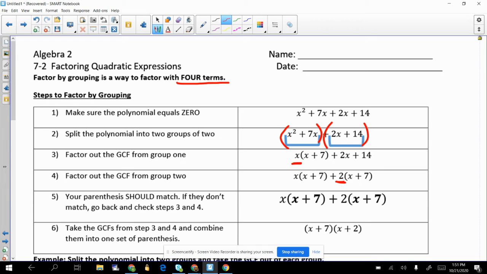So again, you take out the 2. And then when you take a 2 out of 2x, you're left with x. When you take a 2 out of 14, you're left with 7. And when I say take out, what I mean is you're actually dividing that term by your GCF, okay? So the important part to notice here is that what is in your parentheses should match, okay? Or what you're left with after you take out the GCF from each group should match. If it doesn't match, you did something wrong and you've got to go back and check your work, okay?